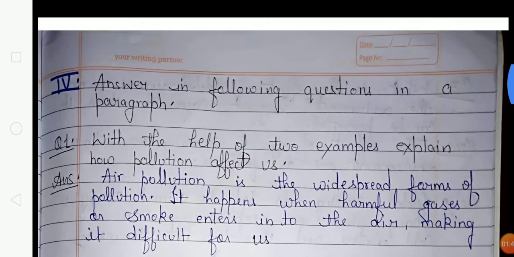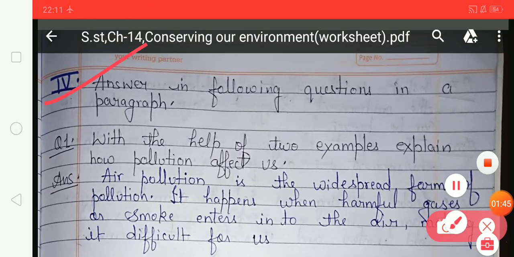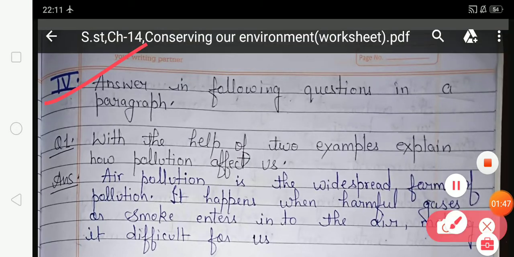So students, now come to the exercises. That is exercise 4. Answer the following questions in a paragraph. In this exercise you have to give answers according to the given question. Your first question is, with the help of two examples, explain how pollution affects us. In this question you have to write about two examples of pollution and how pollution affects us.